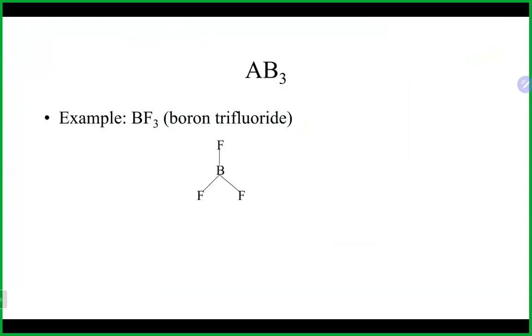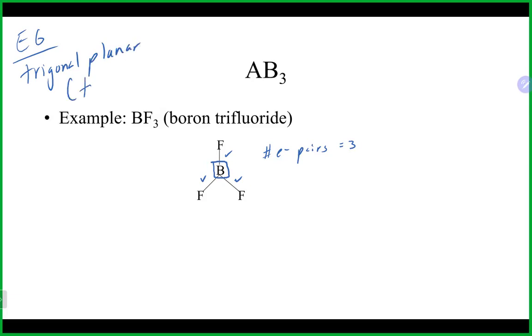The next example here is one where we actually have three things attached in BF3. Also an incomplete octet happening. We look at the central atom. The number of electron pairs is 1, 2, and 3 pairs. So something with 3 electron pairs is known as trigonal planar for the electron pair geometry. It is sometimes referred to as triangular.